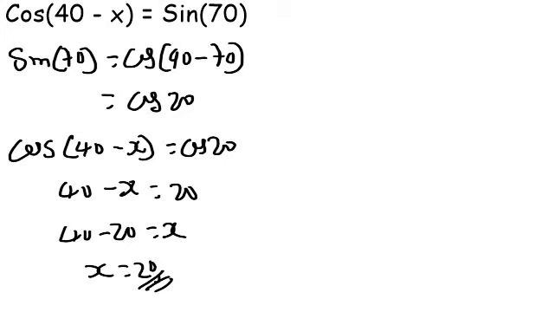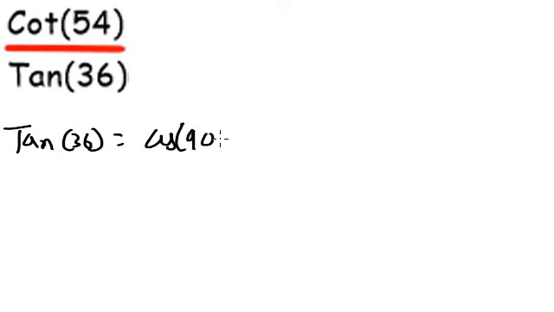Example number 3. Cot 54 divided by tan 36. What would have been the answer? Well, we know that tan 36 is equals to cot 90 minus 36. And therefore, that will result in cot, I wrote cot, not cos, please. That will result in cot 90 minus 36.